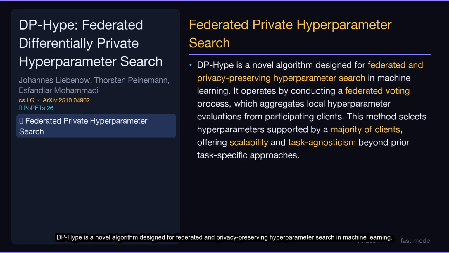DP Hype is a novel algorithm designed for federated and privacy-preserving hyperparameter search in machine learning. It operates by conducting a federated voting process, which aggregates local hyperparameter evaluations from participating clients. This method selects hyperparameters supported by a majority of clients, offering scalability and task agnosticism beyond prior task-specific approaches.